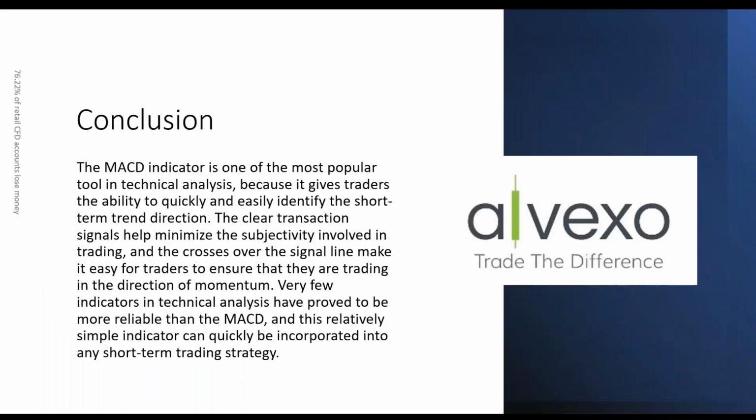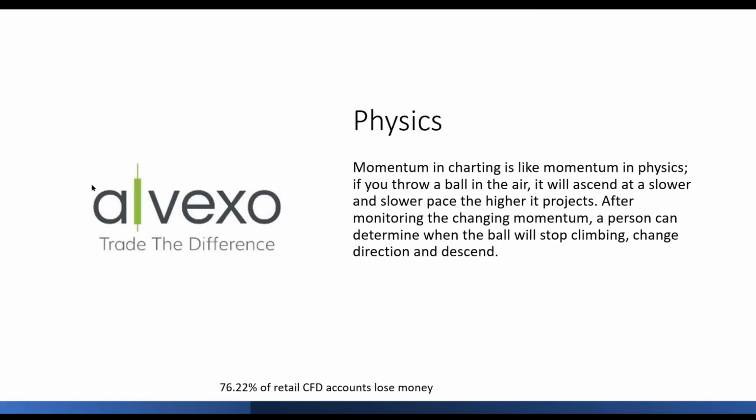So the MACD indicator is one of the most popular tools in technical analysis because it gives traders the ability to quickly and easily identify the short-term trend direction. The clear transaction signals help minimize the subjectivity involved in trading, and the crossovers of the signal line make it easier for traders to make sure they are trading in the direction of the current momentum. Very few indicators in technical analysis have proved to be more reliable than the MACD. And this relatively simple indicator can quickly be incorporated into any short-term trading strategy.